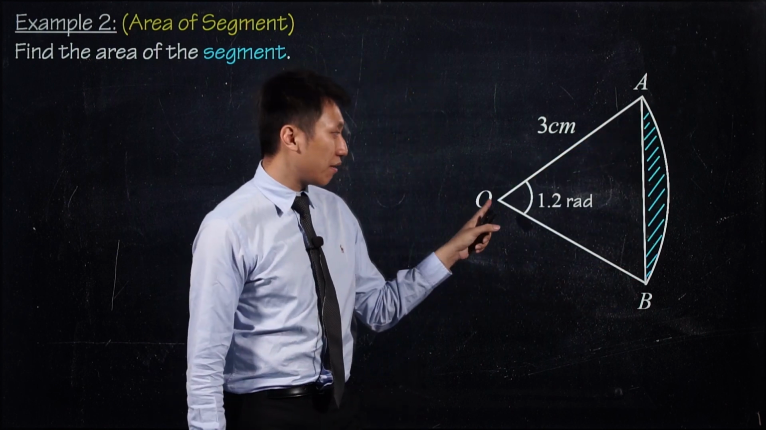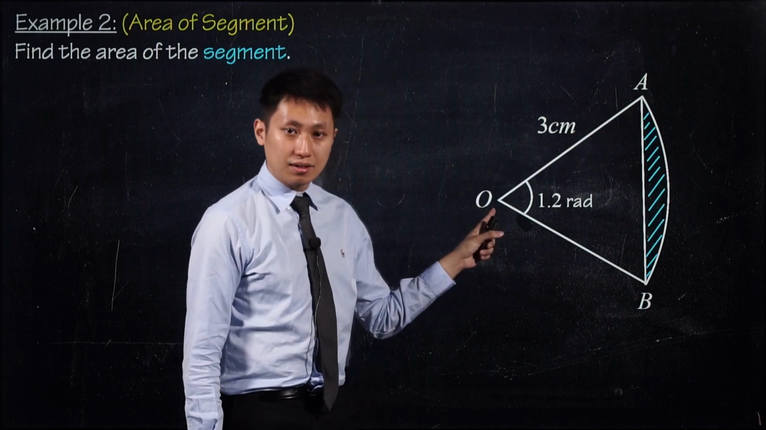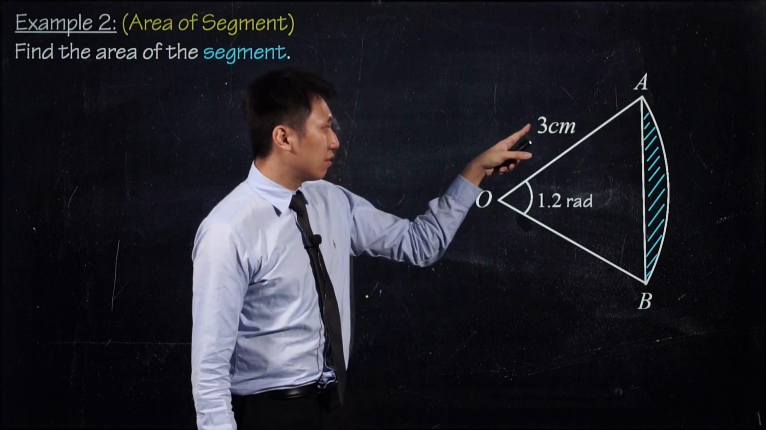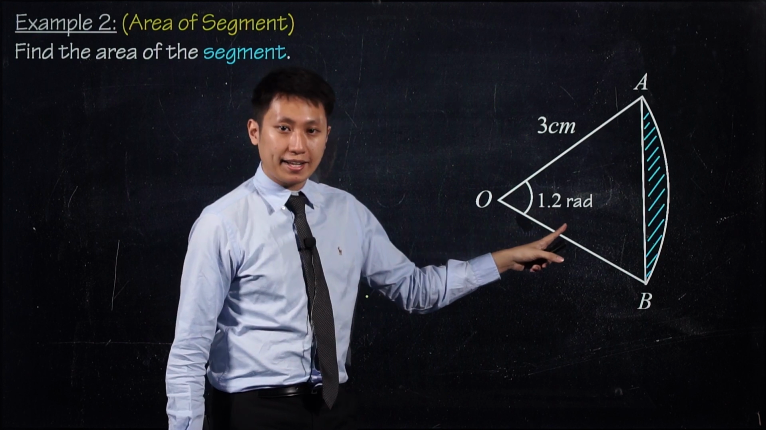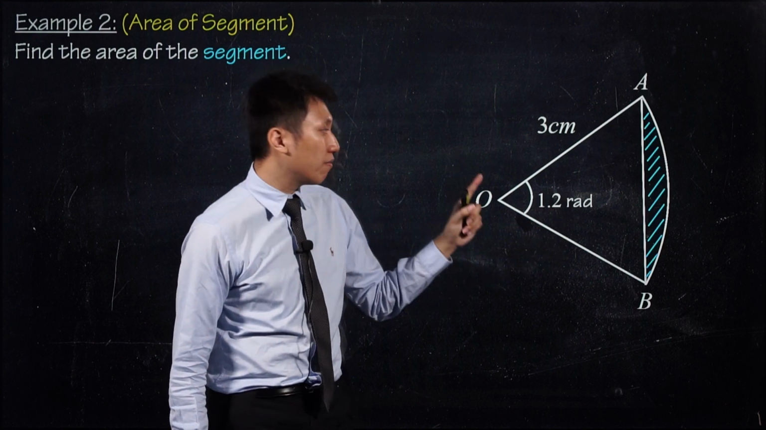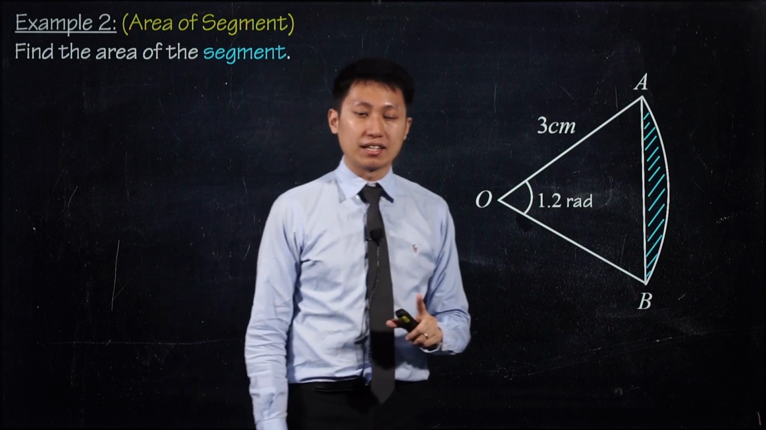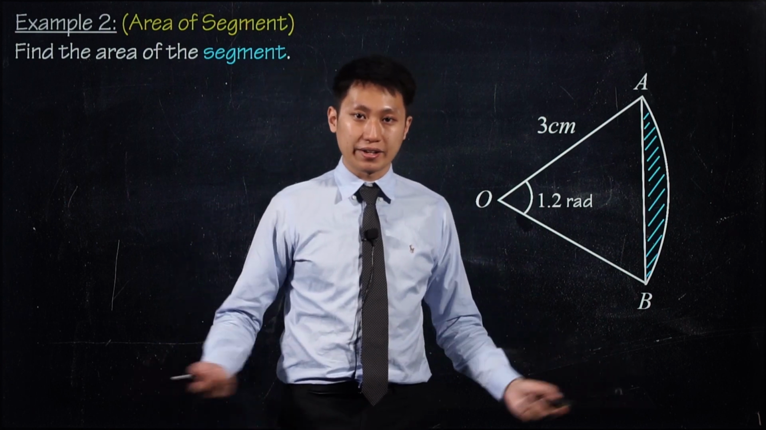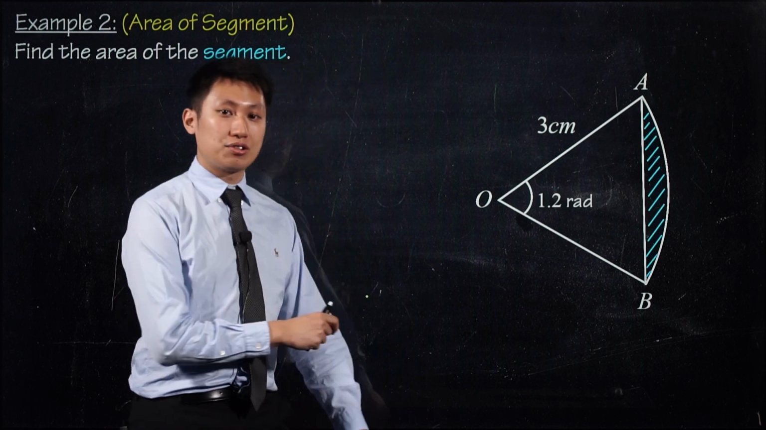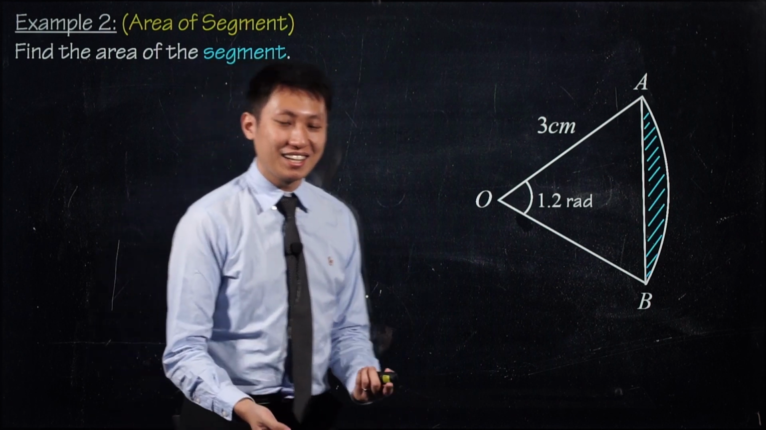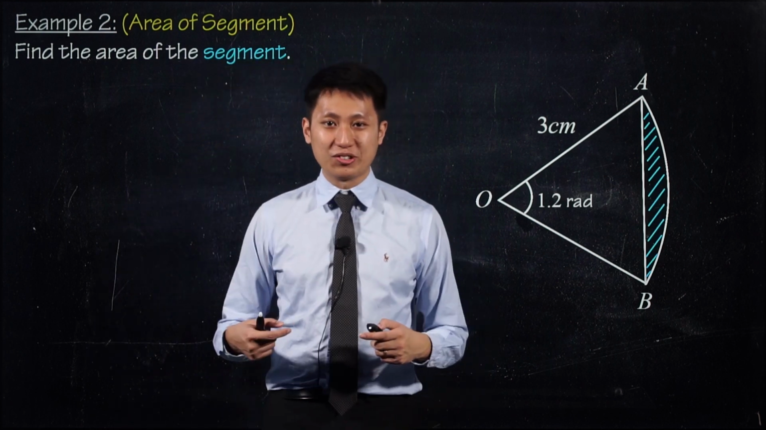Can we find the area of this triangle? Yes, because we have two sides and the included angle. So we use half times 3 times 3 times sine 1.2 radians. Then we get our answer. Okay, so if you can, try to implement what I said. If you can't, then you follow what I do.